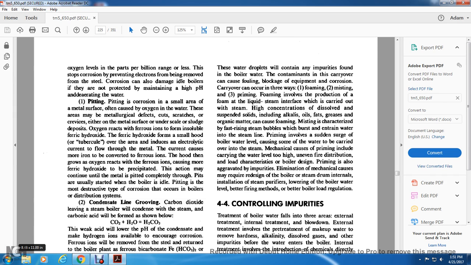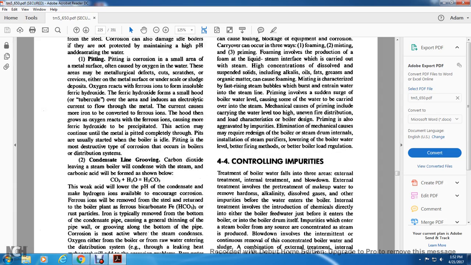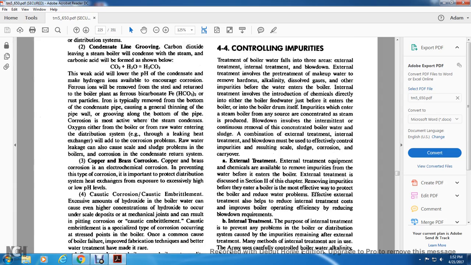Misting is characterized by the fast rising of steam bubbles, which burst and carry water into the steam line. Priming involves a sudden surge of the boiler water level, causing some of the water to be carried out over with the steam. Mechanical causes of priming include carrying the water level too high, uneven fire distribution, load, and character of the boiler design. Priming is also aggravated by impurities. The mechanical cause may require redesign of the boiler steam drum internals, installation of steam purifiers, lowering the boiler water level, better firing methods, and better boiler load regulation.